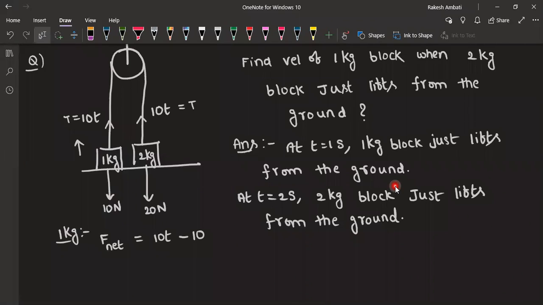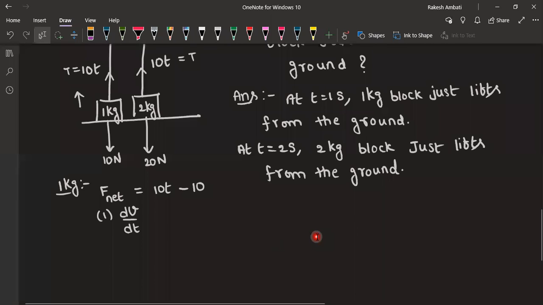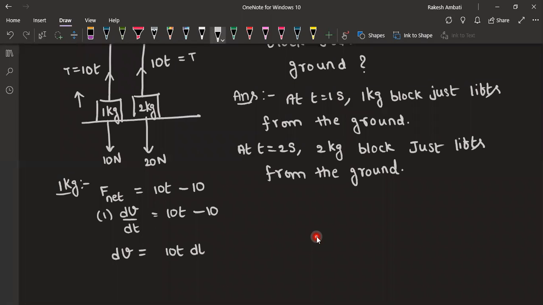Resultant force means mass into acceleration. Mass is 1 kg and acceleration means dv by dt. So m dv by dt equal to, on the right hand side, we have 10t minus 10. From this equation, taking dt to the right hand side, we get dv equal to 10t dt minus 10 dt.